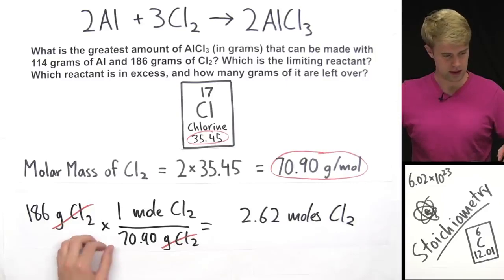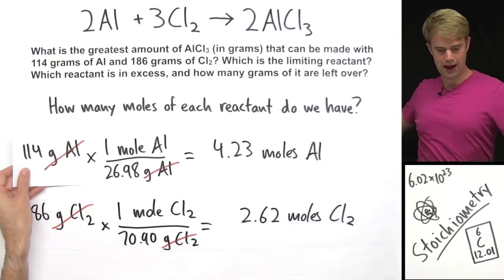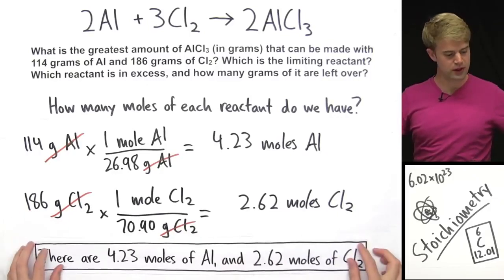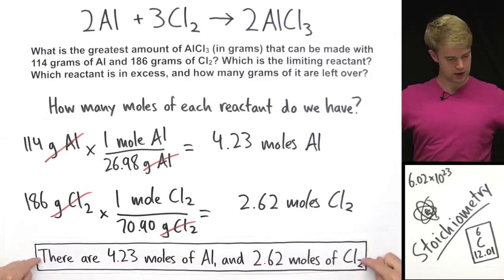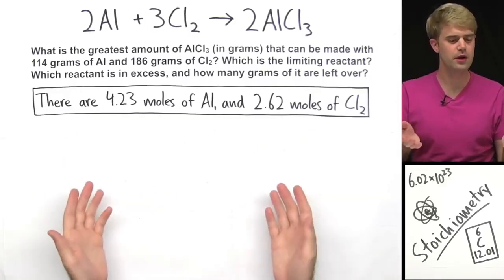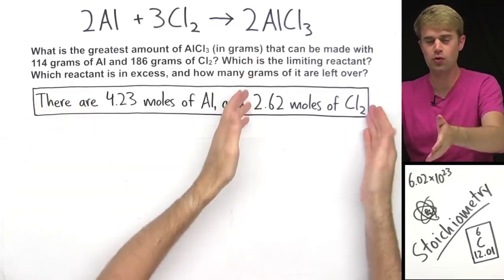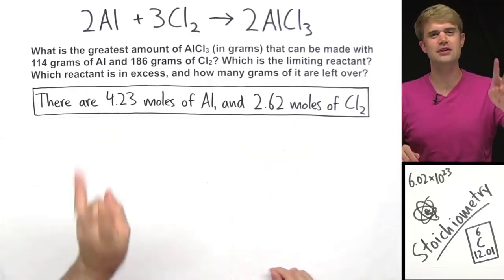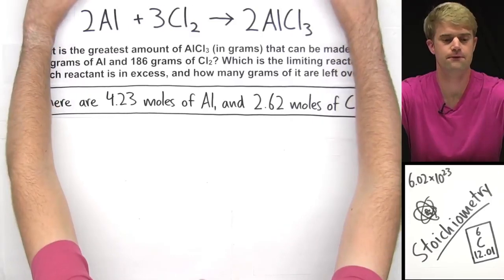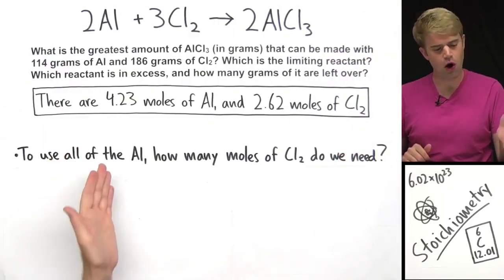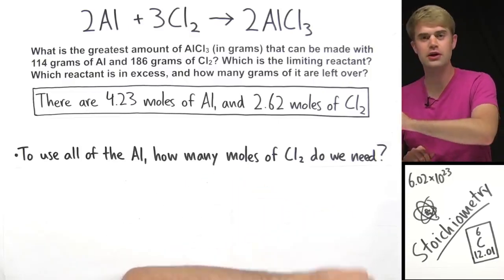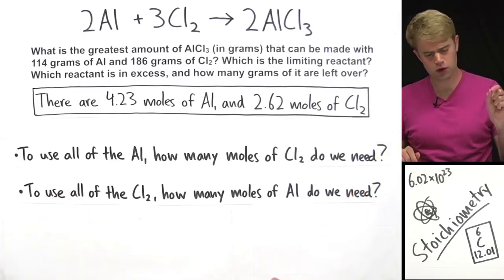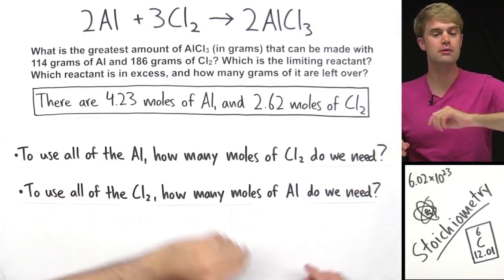moles Cl2. Okay, so now we know how many moles of aluminum we have and how many moles of Cl2 we have. This is going to be really important information, so we're going to hold on to this throughout the whole problem. Now that we know how many moles of each we have, we can figure out which of these two things is the limiting reactant. We're going to answer 2 questions to figure this out. First, we're going to ask, to use all of the aluminum, how many moles of chlorine do we need? Then we'll flip that and ask the opposite. To use all the chlorine, how many moles of aluminum do we need?